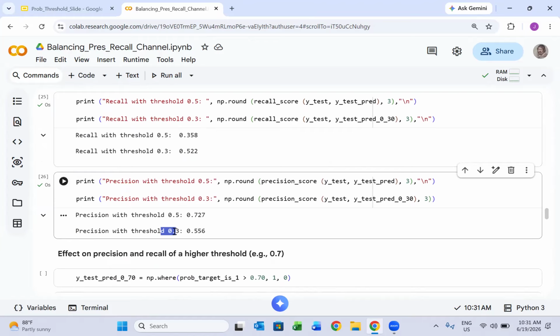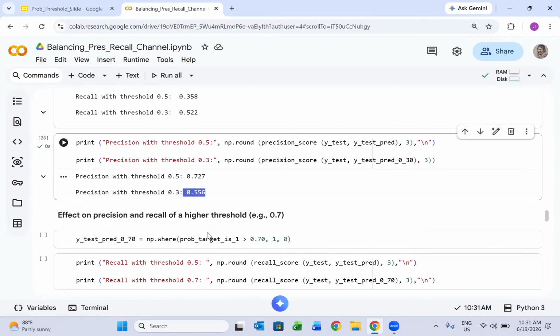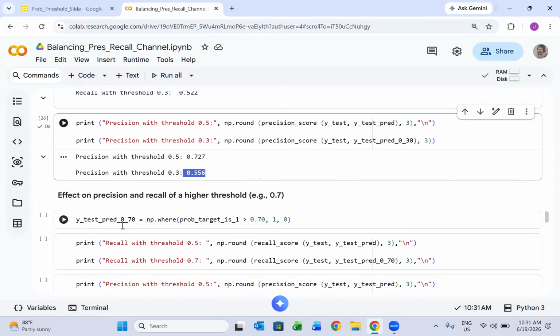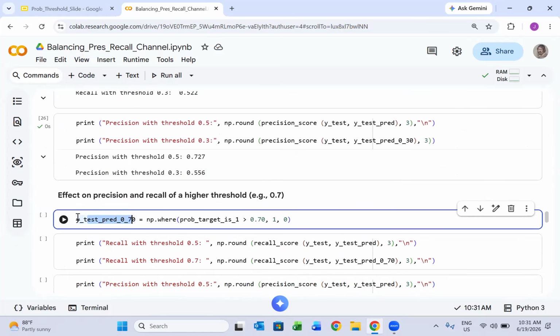Now with threshold 0.3, it went down. It worsened. So it reduced to 55%. All right. So what happens if instead of reducing the threshold, we try to increase it? So we go the other direction. So if we increase it to 0.7, let's get the predictions with 0.7 right there.